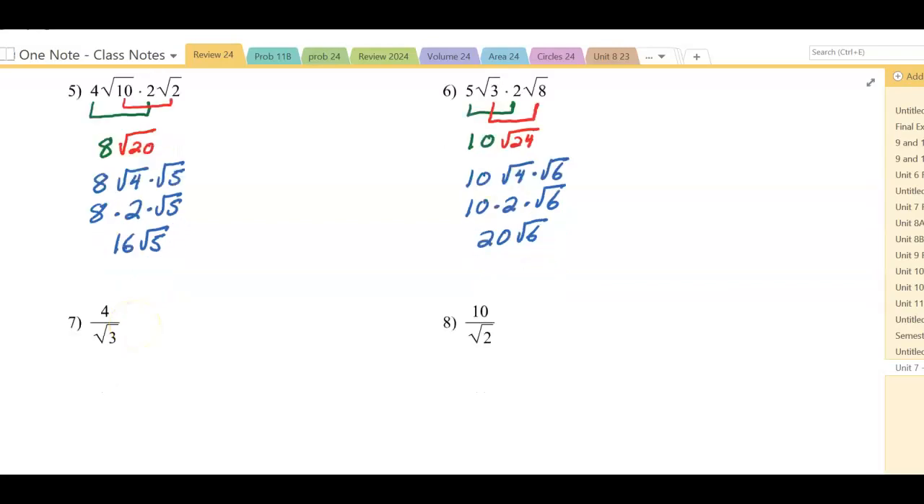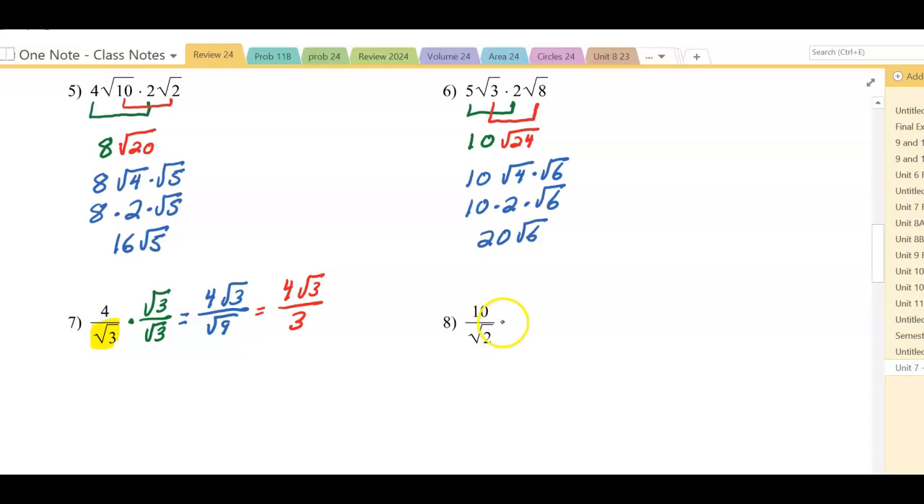The last two problems use the technique of rationalizing, which means we're going to multiply by the square root of 3 over the square root of 3. So when I look at this problem, I see the square root of 3 in the denominator. So I'm going to rationalize by multiplying by root 3 over root 3. Then I'm going to multiply across, so you get 4 root 3 over the square root of 9. And the square root of 9 reduces to 3. So the final answer is 4 root 3 divided by 3.